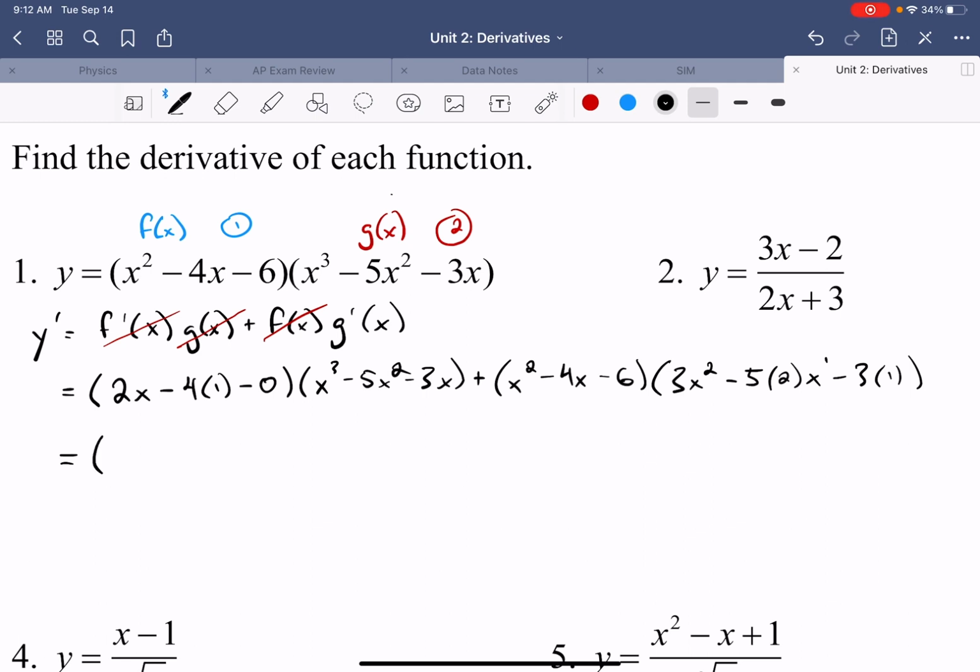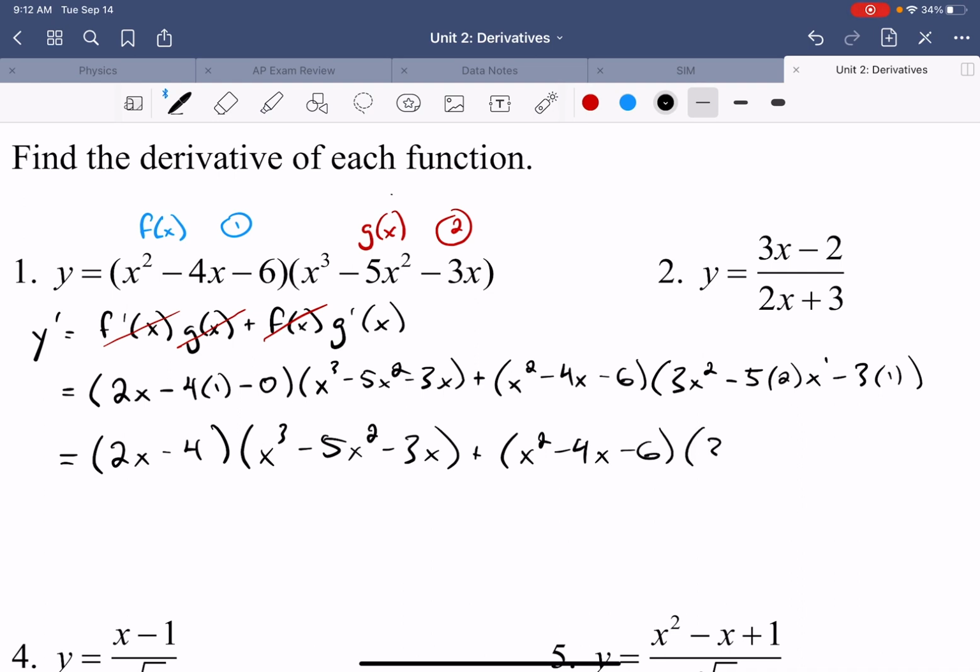Well, this first parentheses, I have a 2x, and then negative 4 times 1 is negative 4. And then if I'm subtracting 0, I don't have to write that. The second parentheses, I didn't actually do anything to it, so I can't simplify that, so I'm just rewriting it. Same thing with the third parentheses. I can't simplify that. And then the fourth parentheses, we have 3x squared. Negative 5 times 2 would be negative 10 with an x. And then negative 3 times 1 is negative 3.